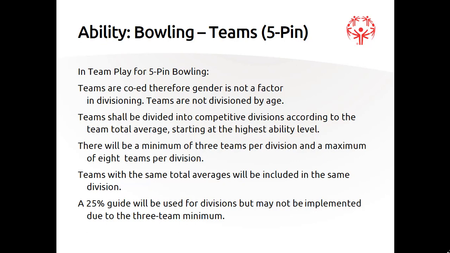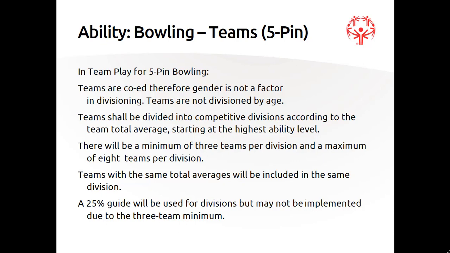5-pin bowling competition may include team play, which, in similar fashion to individual competition, is also divisioned by ability. Teams are co-ed, so gender is not a factor in divisioning. Age remains not a factor as well. Teams are placed into divisions based on the team's total average, starting with the highest ability level.